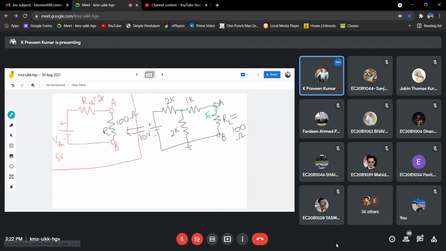So again, we can apply simple nodal analysis. We can write (V minus 10) by 2 plus V by 2 plus V by 1.1K equal to 0. So what is the V value here? Calculate the V value.